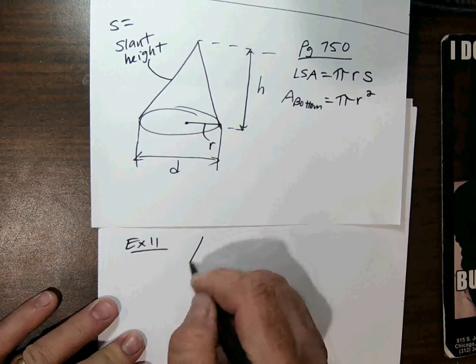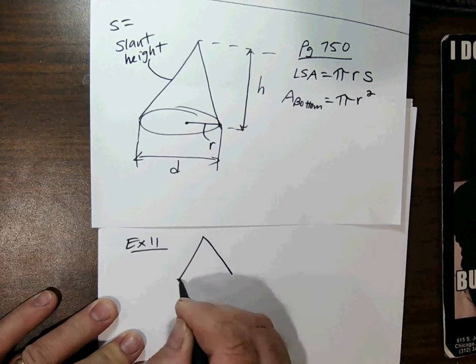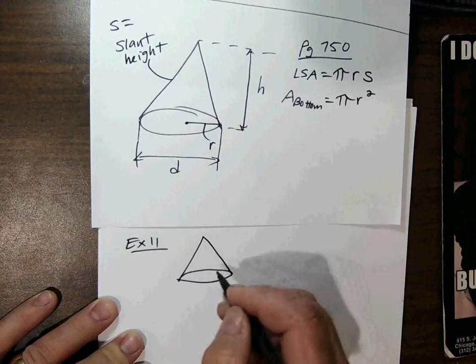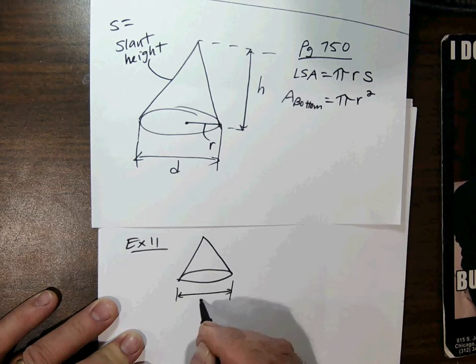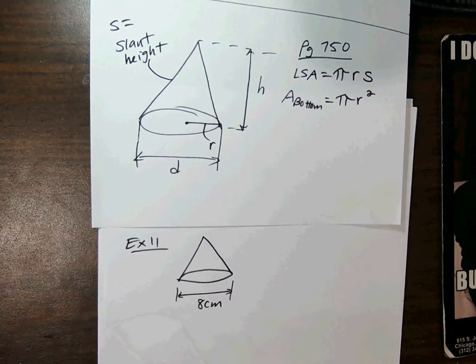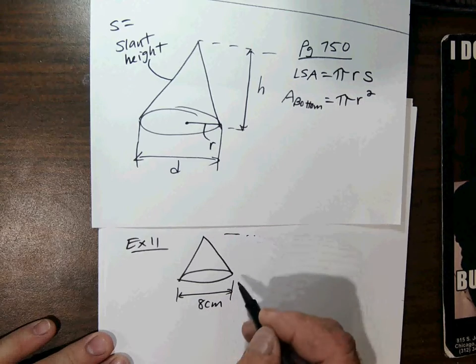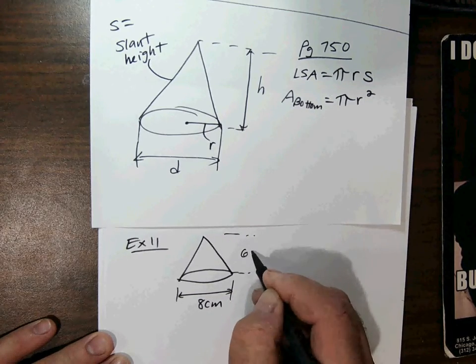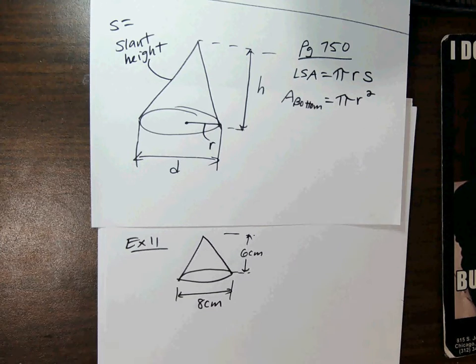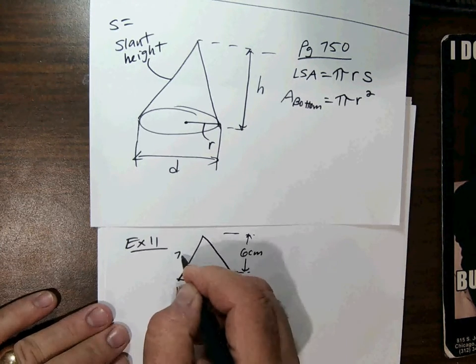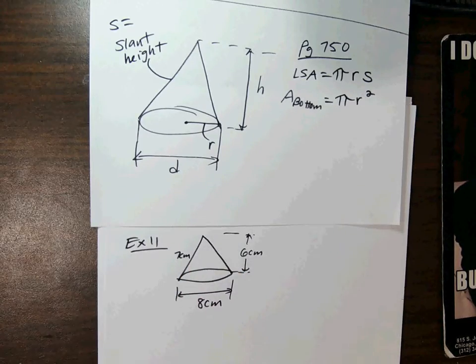So let me draw my little cone here. I've got a diameter of 8 centimeters, a height of 6 centimeters, and a slant height of 7 centimeters. Round to the nearest hundredths, okay?